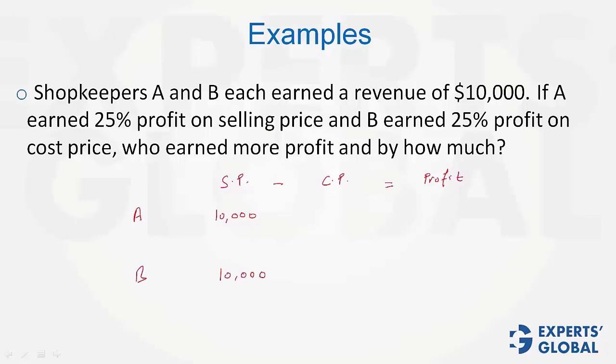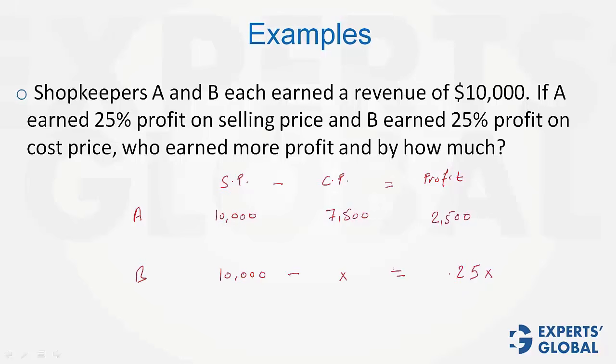Now A earned 25% profit on selling price. So that means the profit of A is 25% of $10,000. So profit of A is $2,500. His cost price, therefore, must have been $7,500. Now the second shopkeeper, he earned 25% profit on his cost price. So if his cost price is X, his profit is 0.25x. So solve it for X.